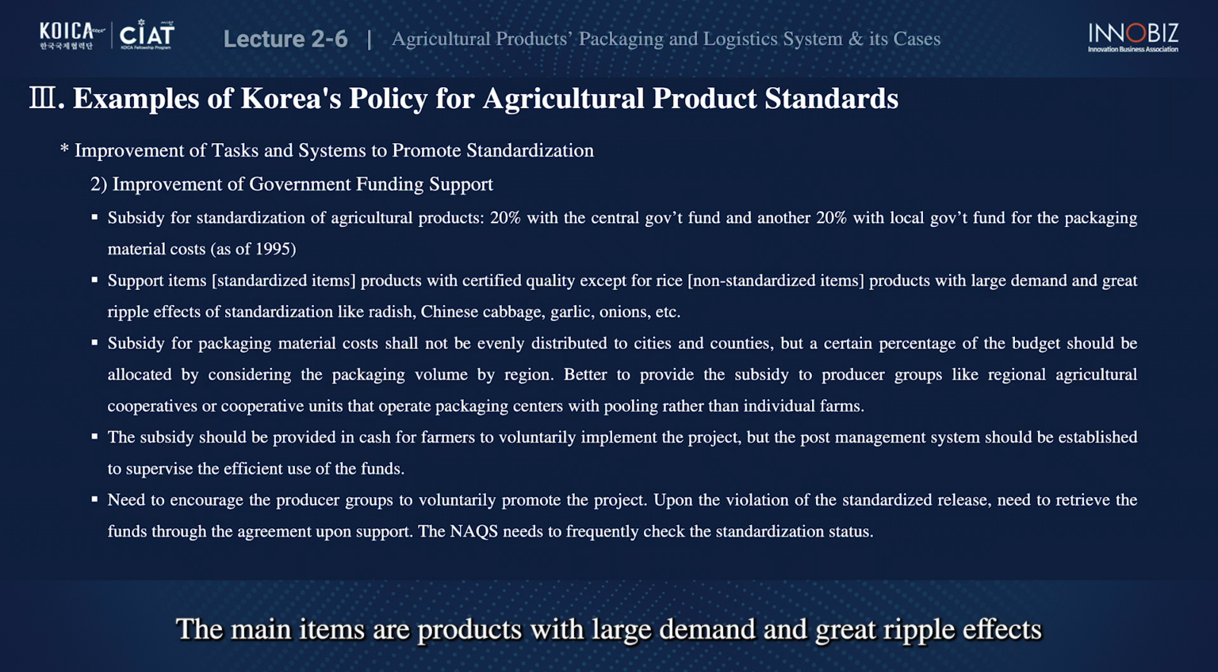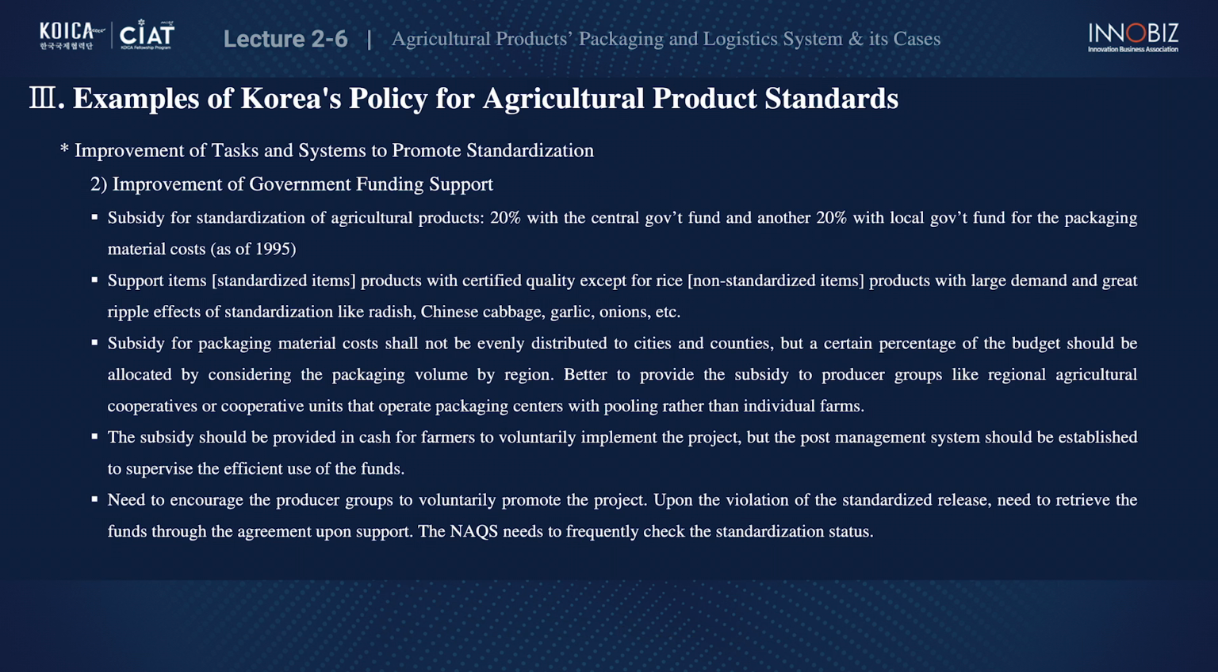The main items are products with large demand and great ripple effects of standardization, like radish, Chinese cabbage, garlics, onions. Because of a limited amount of funds, selecting and concentrating on a few items are desirable. Still, you need to diversify support methods according to the characteristics. It can be effective to select the priority support items every year and provide intensive support.